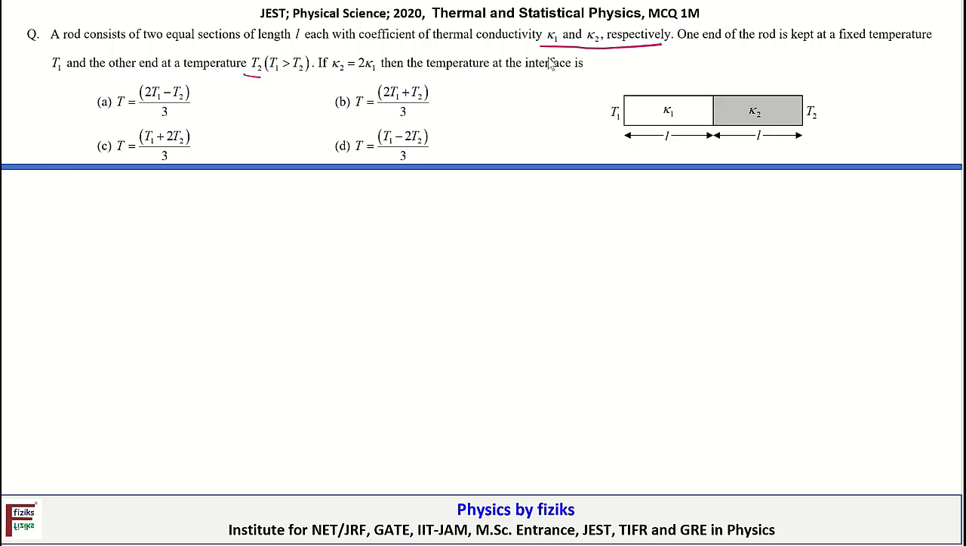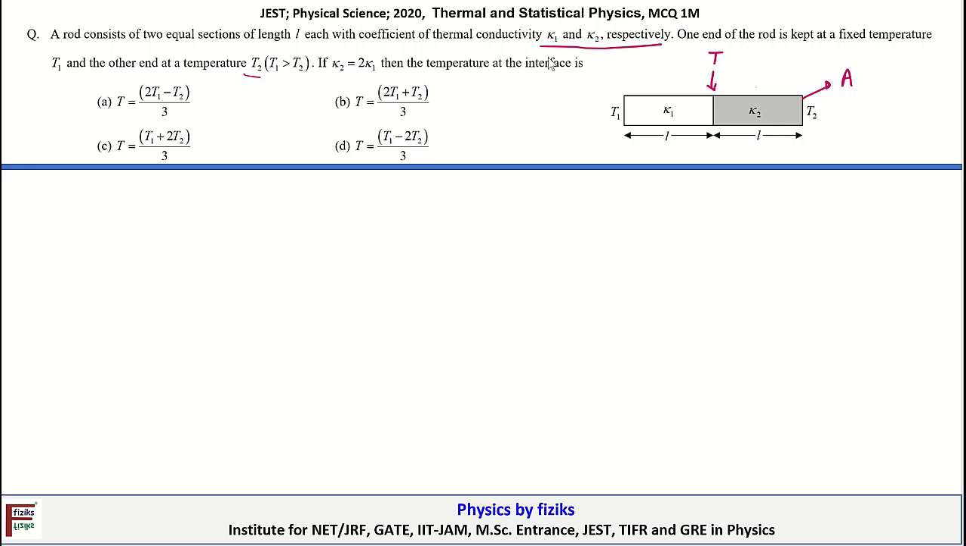So here we are given a situation: one full rod of length 2L, divided into two parts, where the first part of length L has thermal conductivity K1 and the second part has thermal conductivity K2. Now, assume that in steady state the temperature at the interface is T. Also, we assume that A is the cross-section of the rod.